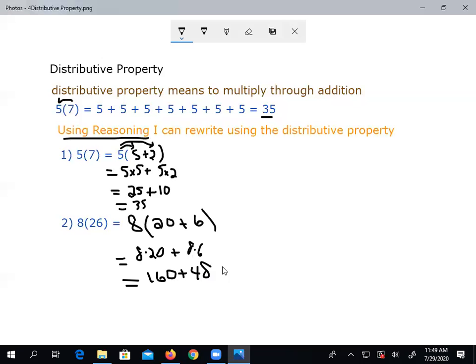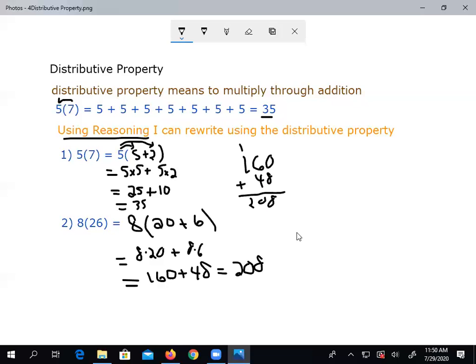And then 160 plus 48, if I need to do that using the little shortcut, using place value, 0 plus 8 is 8, 6 plus 4 is 10, carry the 1. So I'd end up with 208. So that's how that math is done without a calculator. We use what's called the distributive property.